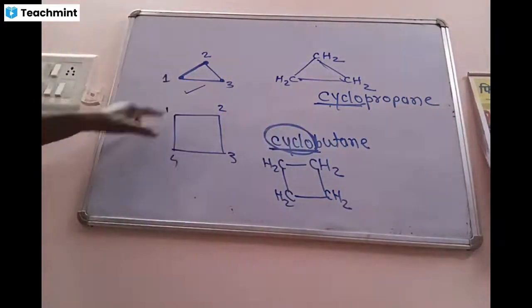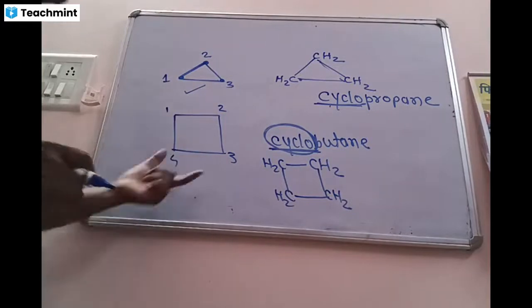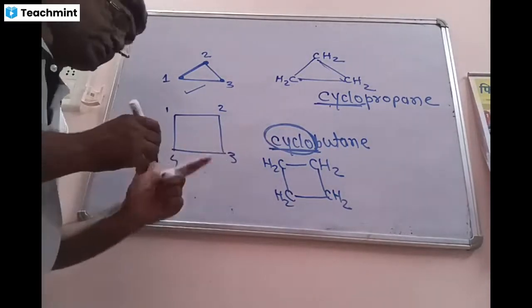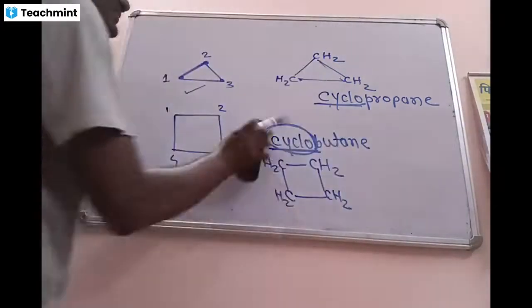ये closed chain हो गया हमारे लिए, open chain नहीं रहा अभी. This becomes a closed chain. So you got this one? Yes. So what you have to do? Okay, cyclobutane. Now instead of this, only two compounds we have.